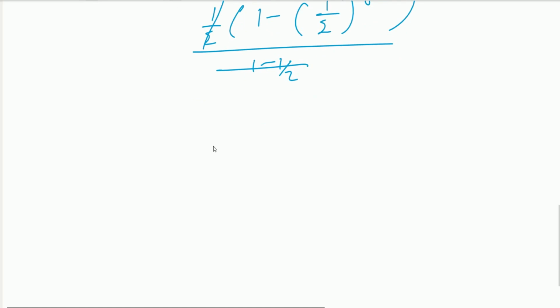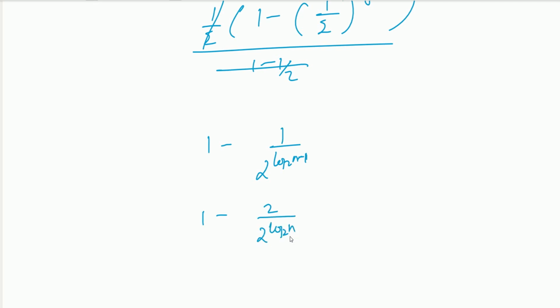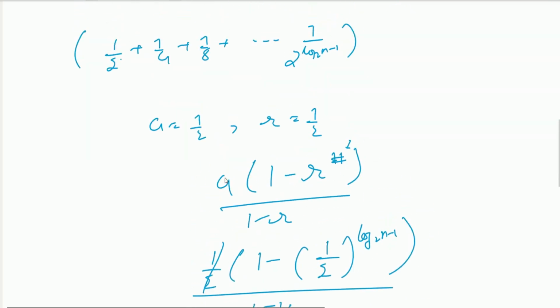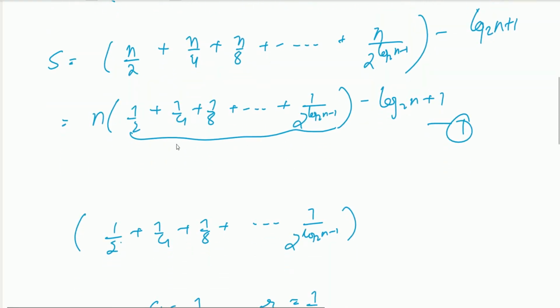And we can write this as 1 minus 1 by 2 to the power log 2n minus 1. Now the power is in subtraction, so we can move this to division. So this will be 1 minus 2 by 2 to the power log 2n, and this equals n as we have seen earlier. So this will be 1 minus 2 by n. If we take the LCM, this will be n minus 2 by n. So the sum of this GP is n minus 2 by n.